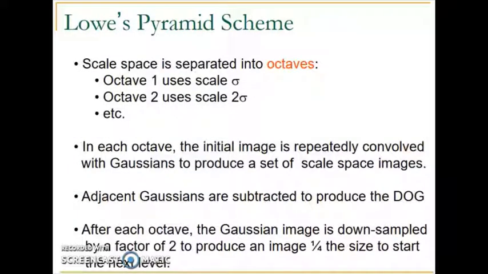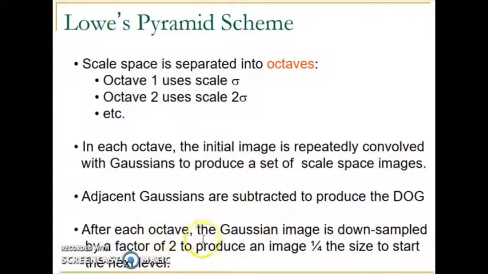As far as the pyramid scheme is concerned, we have a space that is separated into octaves. Octave 1 uses scale sigma, then octave 2 uses scale 2 sigma, and so on. In each octave, the initial image is repetitively convolved with Gaussians to produce a set of scale space images. These Gaussians have different standard deviations. Adjacent Gaussians are subtracted to produce the DoG filter responses, which is the difference of Gaussian responses, or effectively we can use only the Laplacian of Gaussian responses also with different standard deviations. Both options will give us nearly the same results.